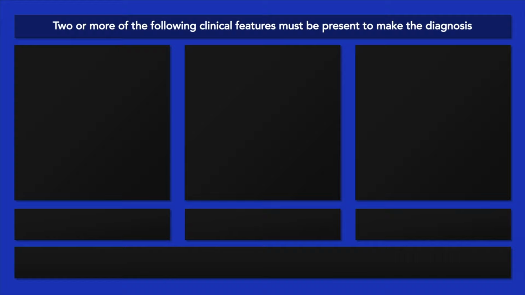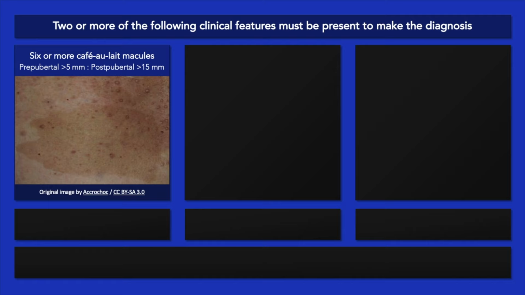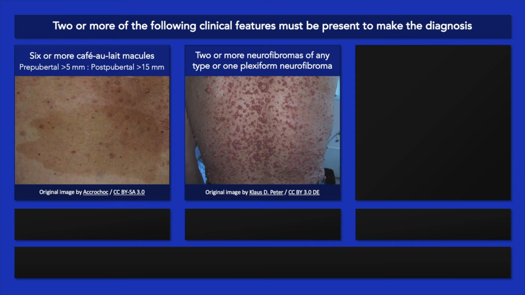For the diagnosis of type 1 neurofibromatosis, two or more of the following clinical features must be present. Six or more café-au-lait macules. In prepubertal children, each macule must be greater than 5 mm in greatest diameter, while in postpubertal children, 15 mm is the cutoff. Two or more neurofibromas of any type, or one plexiform neurofibroma.